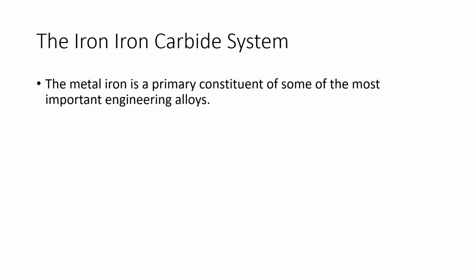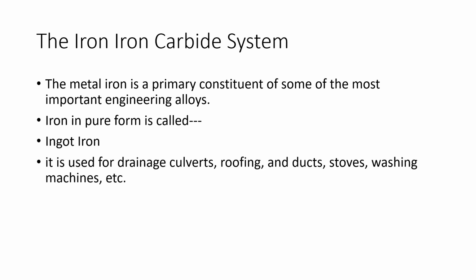The iron-iron carbide system. The metal iron is a primary constituent of some of the most important engineering alloys. Iron in pure form is called ingot iron. It is used for drainage culverts, roofing, ducts, stoves, washing machines, etc.